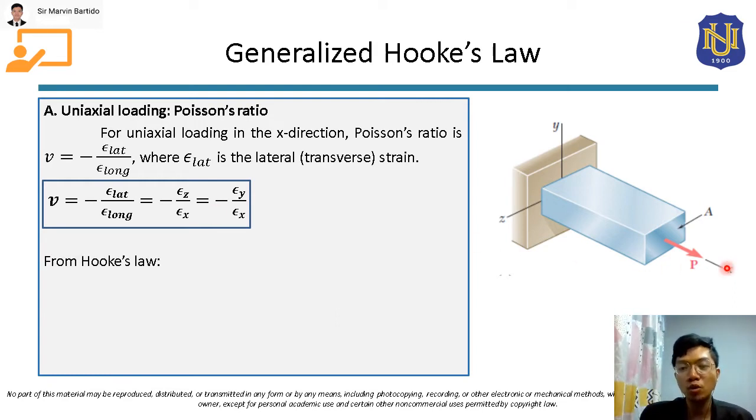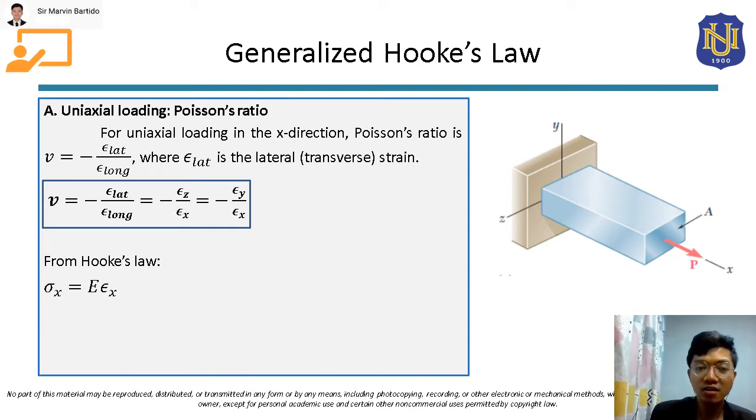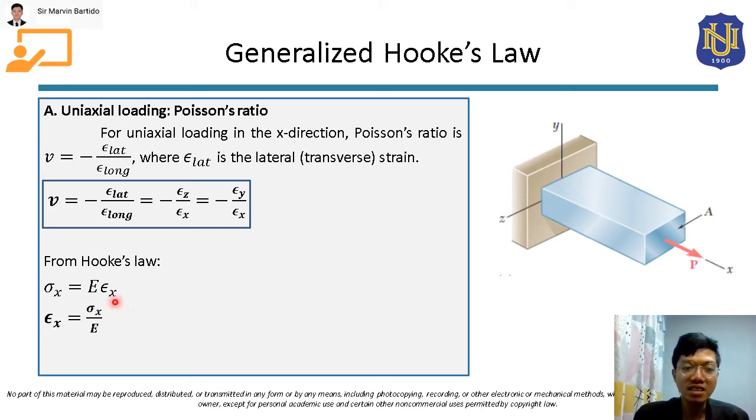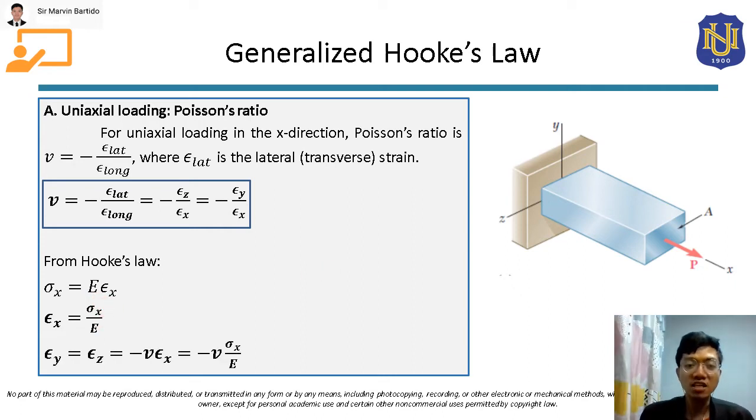If you're going to compute the stress of this material, we can use Hooke's law. That is just equal to E times epsilon x, wherein epsilon x is the normal strain and sigma x is the normal stress. So we can say that epsilon x, or the strain in the x direction, is equal to sigma x over E. Take note of these formulas.